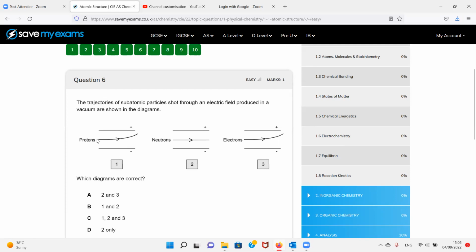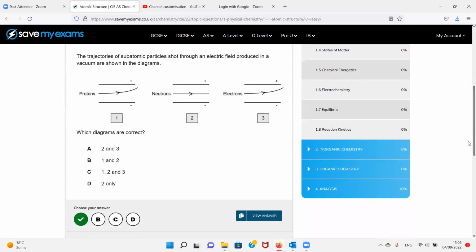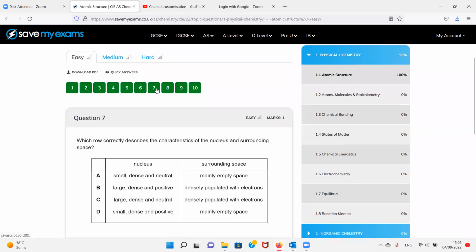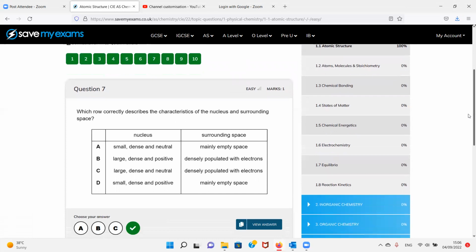So here we have the protons, which obviously will not be deflected towards the positive, so this is wrong. Neutrons are neutral, they'll pass through without deflection, correct. And electrons, they'll be deflected towards the positive. So we have the 2 and 3 answers correct, which is A, as you can see.